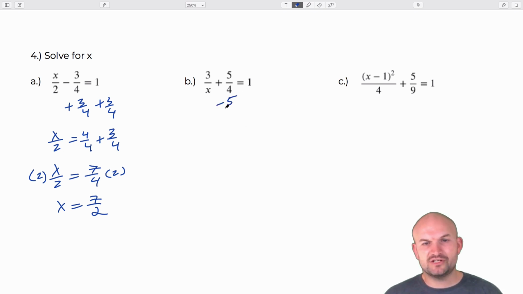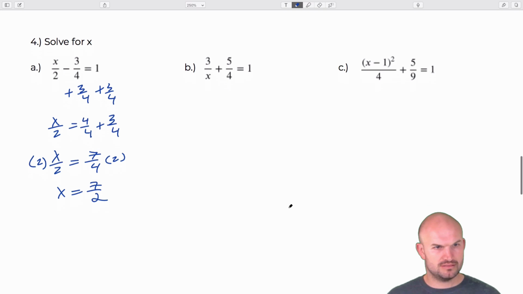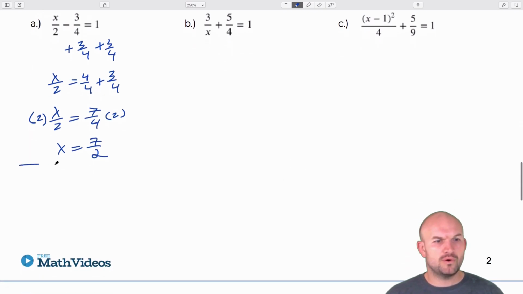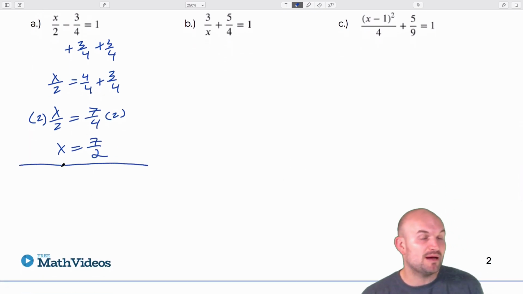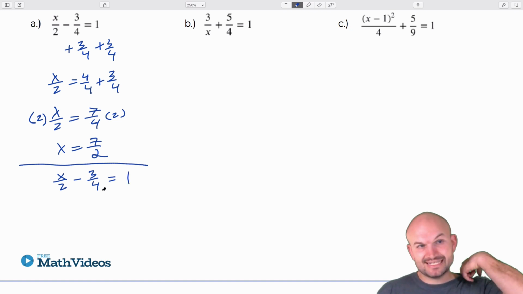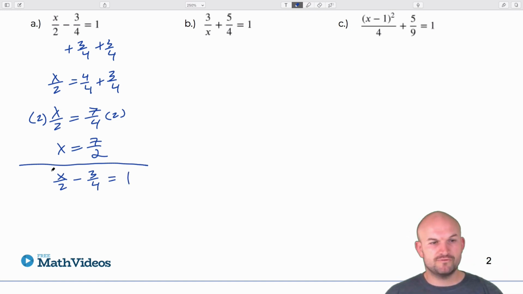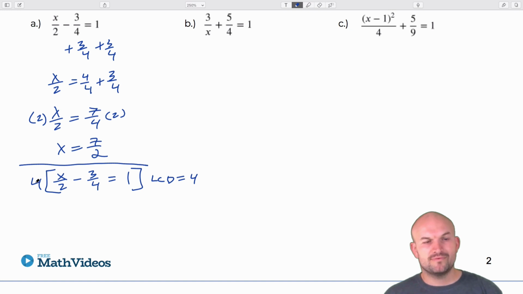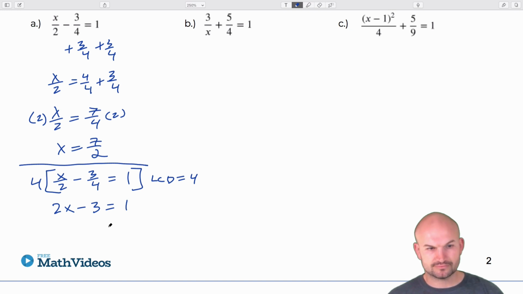In the next case, again, you could do the inverse operation. So another way you could look at the problem is just multiply by the LCD. And again, the LCD in this case is going to be 4. This is my preferred method. So if you just multiply everything by 4, I get 2x minus 3 equals 1.